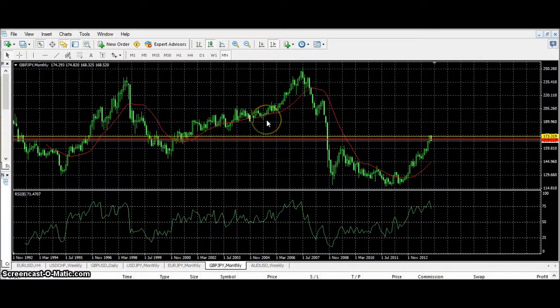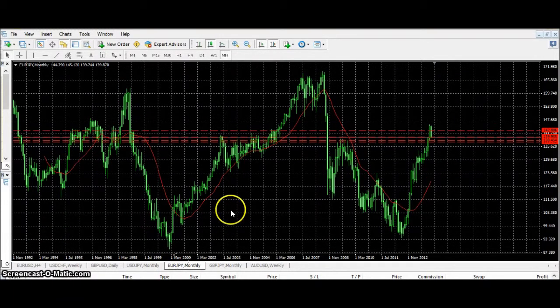Like I said, pound yen, I'm bullish with it in the long term, but bearish with it in the short term. But my bearish view is very, very mild, because I don't think these bears will last long. Then for euro yen, I remain bullish in the long term, but mildly bearish in the short term.